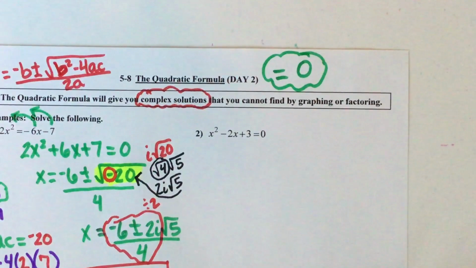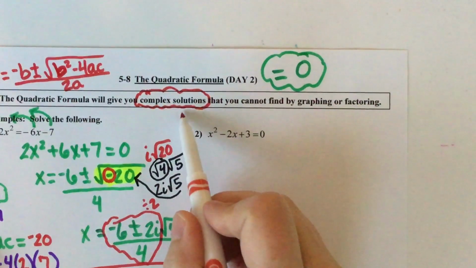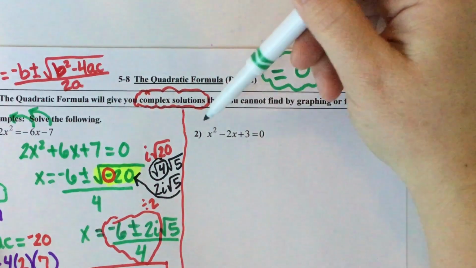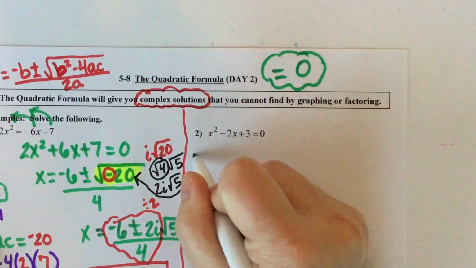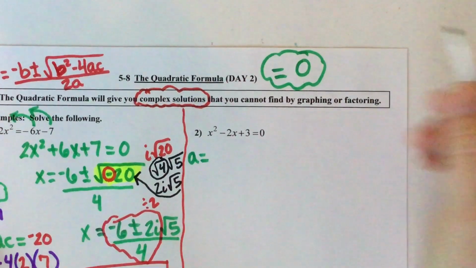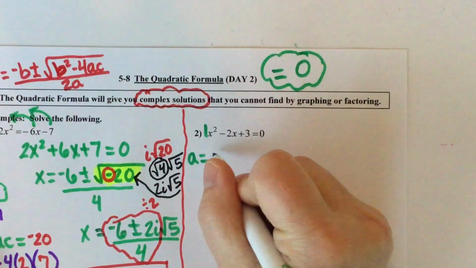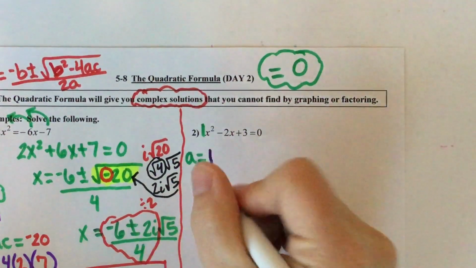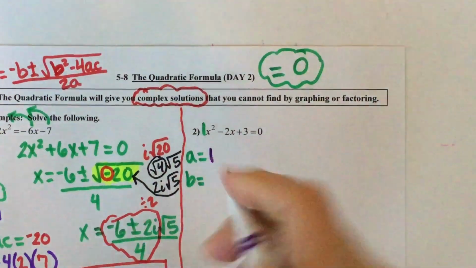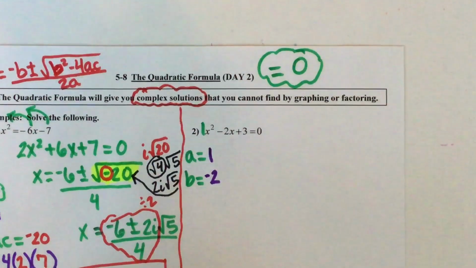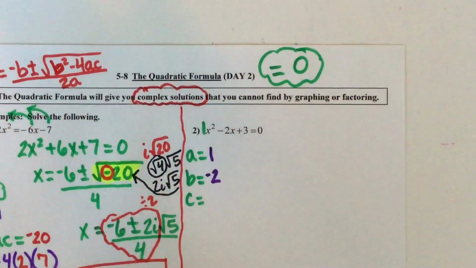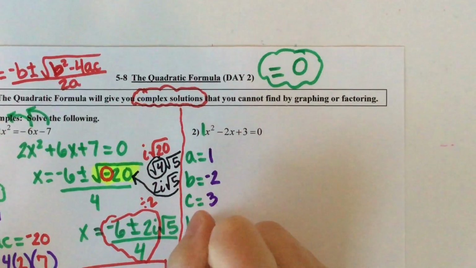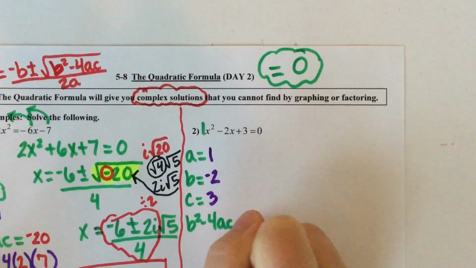Okay, looking at example 2. Is it ready to begin? Yep, it says equals 0. Okay, perfect. And this side's in order, x squared, x, constant. So who's our a? 1. That's the number in front of the x squared. Who is our b? Negative 2. b is the number in front of the x. Who's our c? 3. Okay, now we need to calculate the discriminant, the b squared minus 4ac.